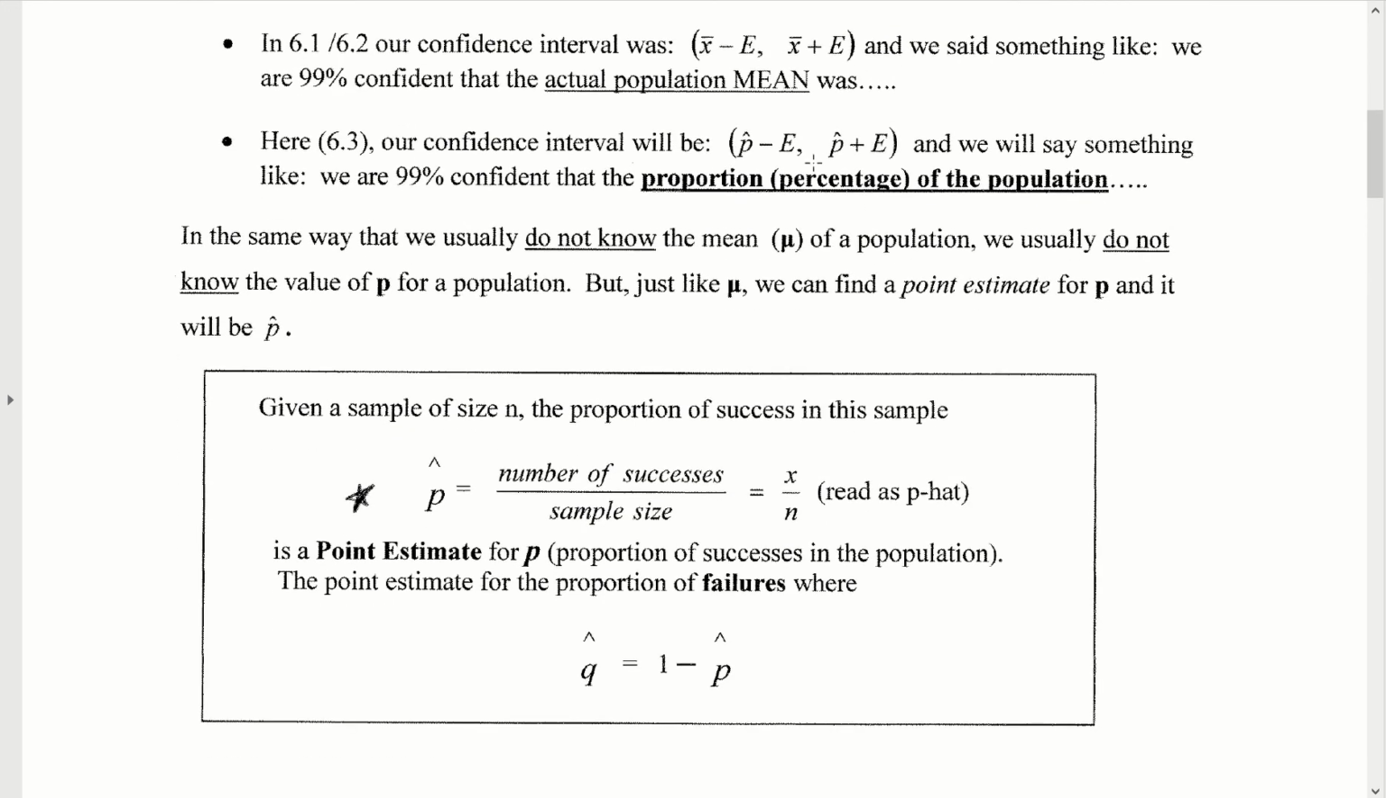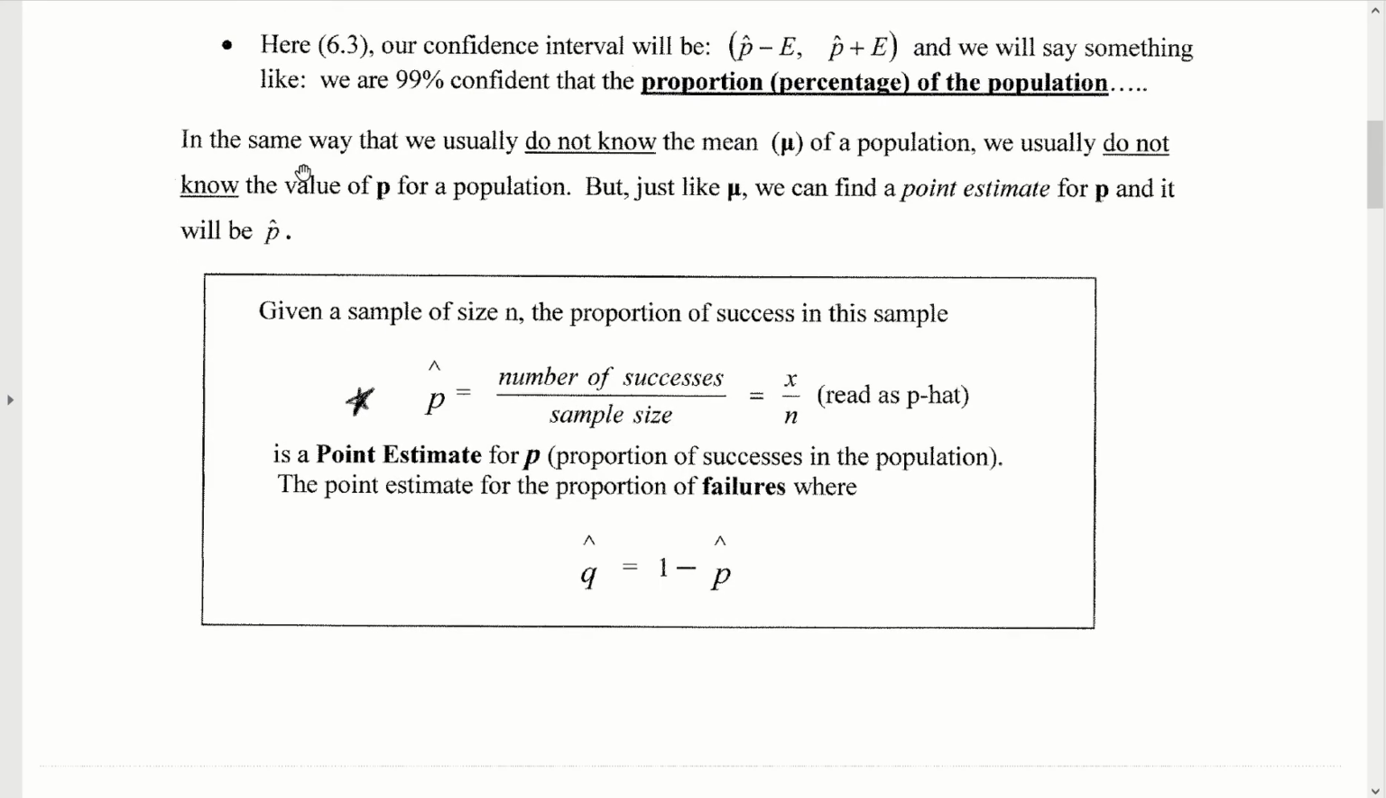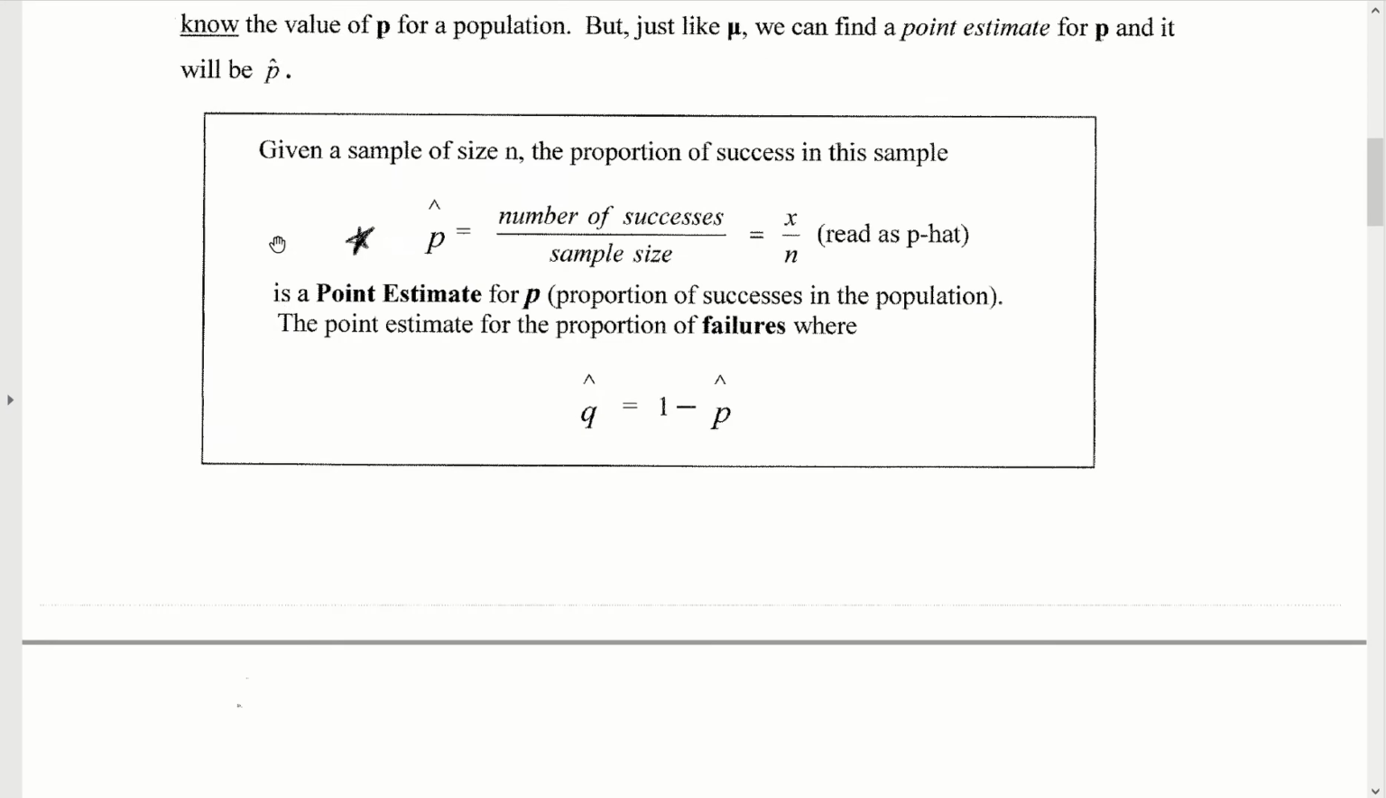To construct our confidence intervals, again, it begins with the point estimate. That's going to be the p-hat value. And we will again take that point estimate, subtract the margin of error, and add the margin of error to it in order to create our confidence interval. In the same way that we do not usually know the mean of the population, oftentimes we do not know the value of the true population proportion p. But like mu, we can find a point estimate for p, and that's p-hat.